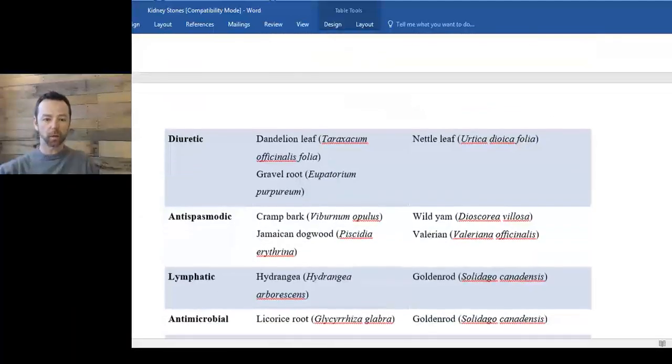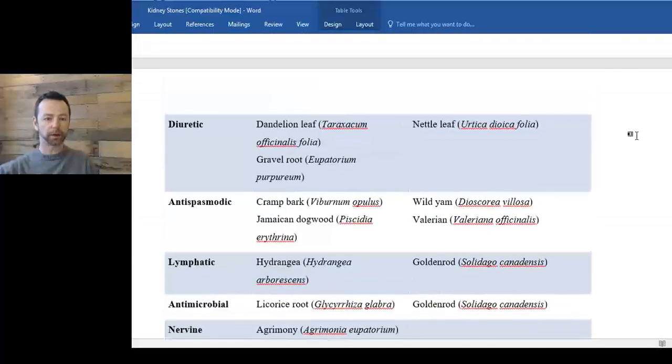Diuretic, you've got quite a few choices here. I've mentioned already that nettle leaf is my favorite. Dandelion leaf, probably just as good. I don't have a great answer as to why I don't use more dandelion leaf. It's certainly diuretic. I just favor nettle leaf, but I think it's probably an equally good choice.